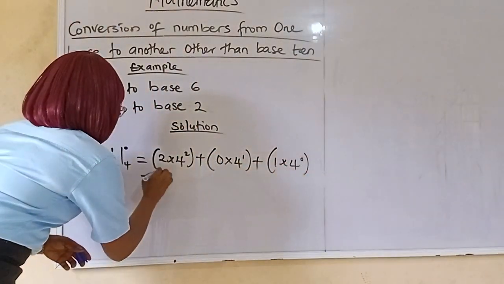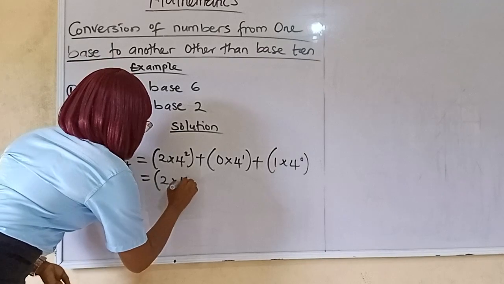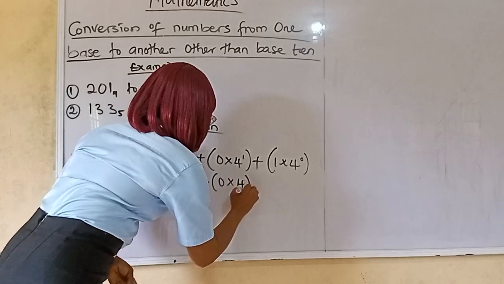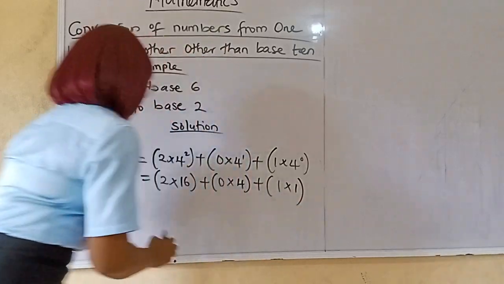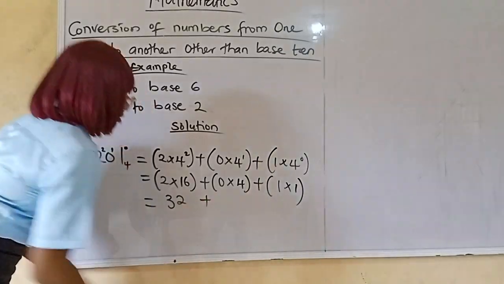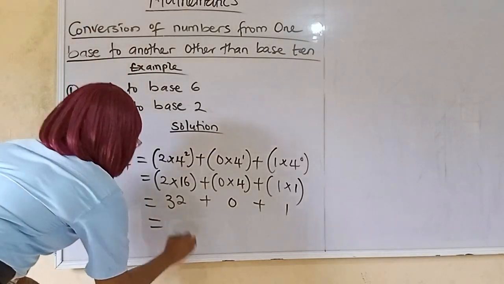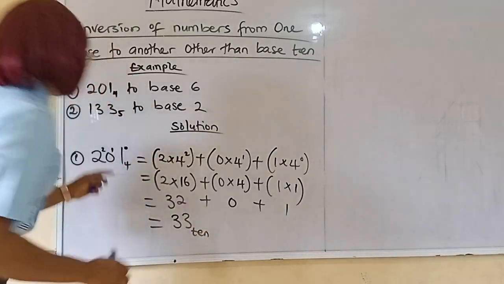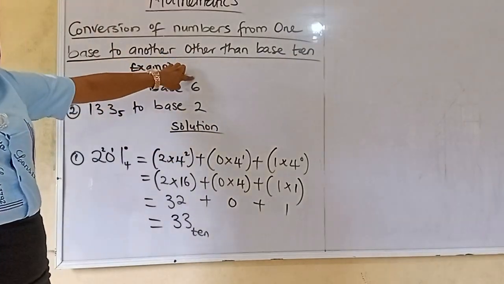We continue. 2 times 4 raised to the power of 2 is 4 times 4, which is 16, plus 0 times 4 raised to the power of 1, plus 1 times 4 raised to the power of 0, which is 1. We continue. 2 times 16 is 32, plus 0 times 4 is 0, plus 1 times 1 is 1. The final answer is 33 base 10. You have converted from base 4 to base 10. Now move from this answer to the required base, which is base 6.